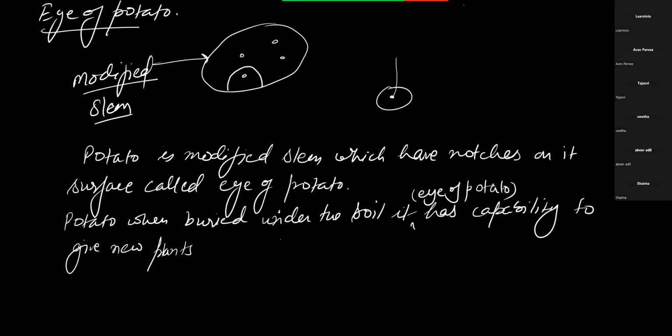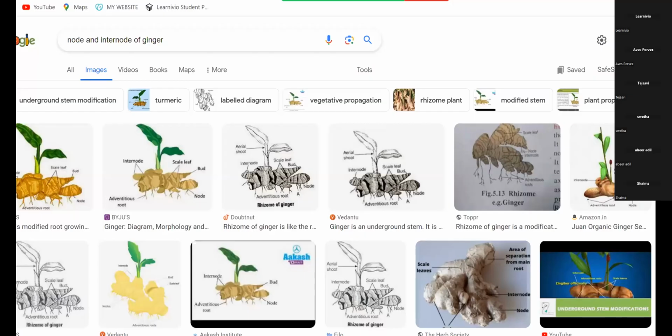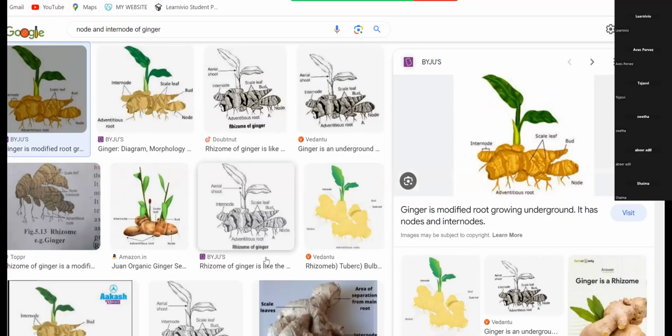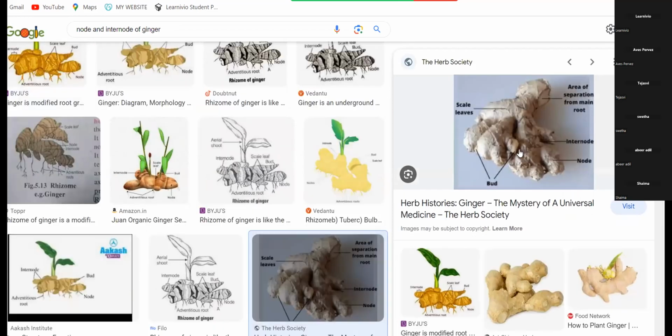Similarly, nodes and internodes of ginger. You can check that this ginger is also a modified stem. This is ginger, and this is the bud. You have seen this at your home also, that ginger has buds.